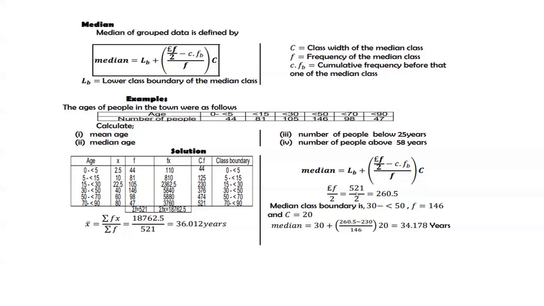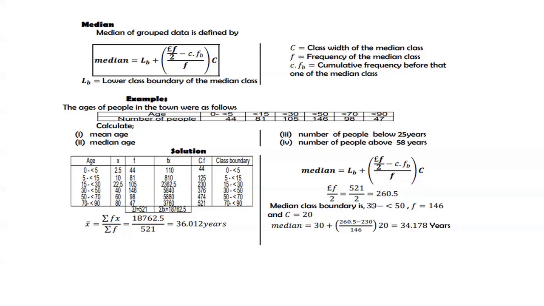Then the median, we are going to use this formula: L_B plus sum of frequency divided by 2 minus cumulative frequency before the median class, everything divided by frequency of the median class, times the class width of the median class. So the class width, let's calculate for it. It is going to be 50 minus 30, and that is 20.